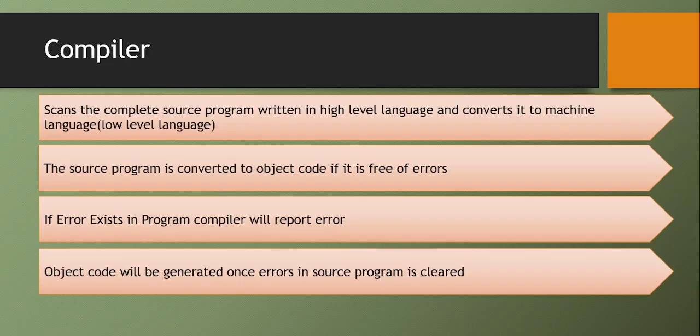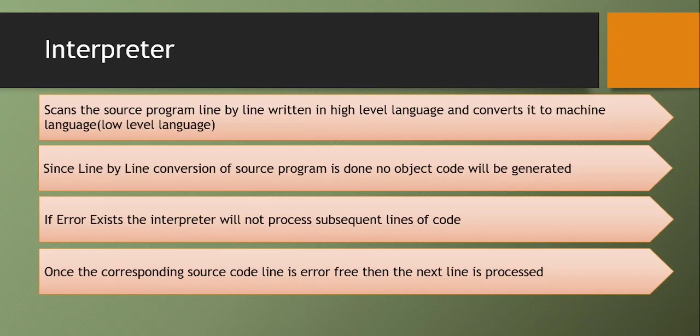Now we'll go for the next one. The next one is the interpreter. There is a stark difference between an interpreter and a compiler. The compiler will take the complete program and convert it into a low level language or machine level language. But an interpreter converts the program line by line. So Python is an interpreter specific language.